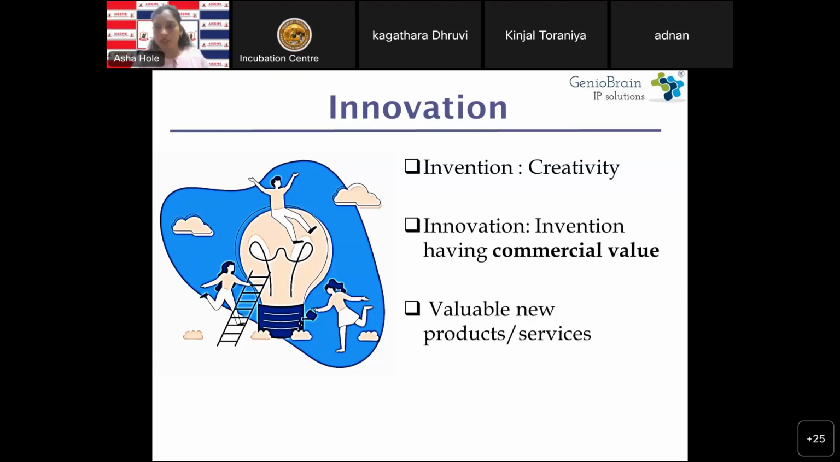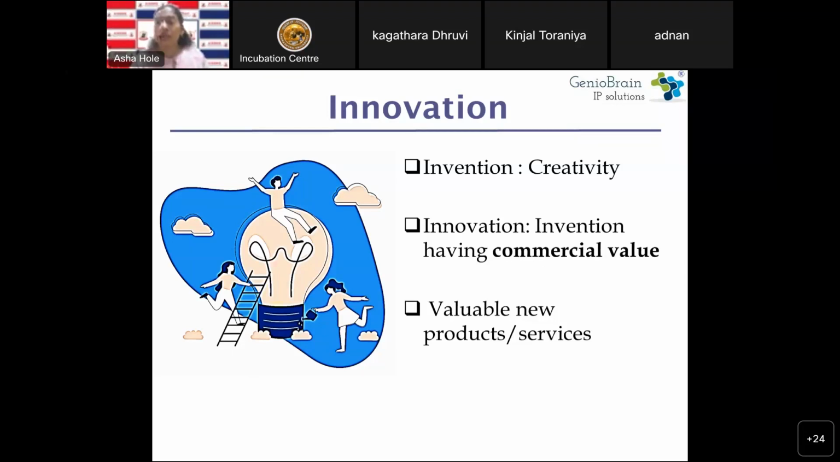Invention is a creativity. But innovation is when the creativity has commercial value; then that becomes an innovation. And for that innovation, we get the intellectual property rights. It might be a patent or a trademark, specifically focusing on patents and trademarks. If they have a commercial value, then only we'll get a patent or a trademark.